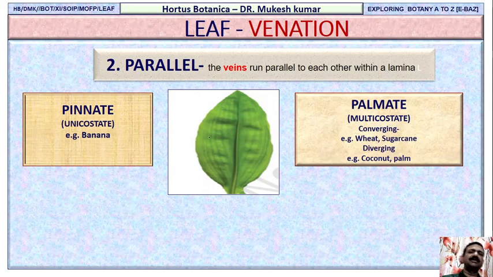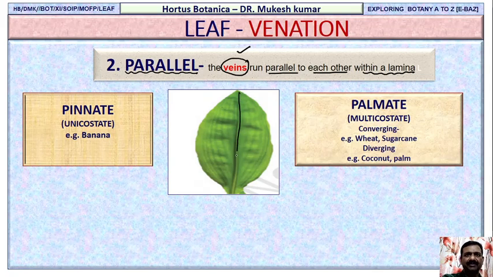Right. Now let's see the next one, my dear, that is the parallel venation. Here, which one is going to be parallel? Yes, veins are parallel to each other within a lamina. In reticulate venation, what did we study? Veinlets are forming a network. Here we are talking about veins that are parallel to each other. See, this is your midrib. Who will tell me the number of midribs? Yes, very good. This is 1. And if the number of midribs is 1, so this is unicostate.